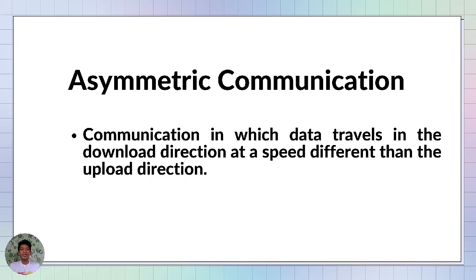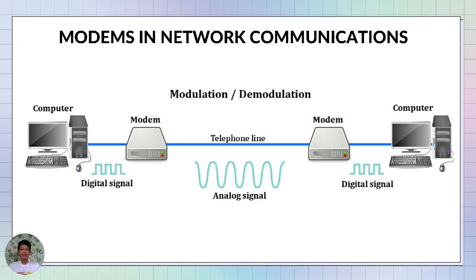Asymmetric communication is a communication in which data travels in the download direction at a speed different from the upload direction. So here is an example of modems and network communications. There's a computer connected to the modem, where the digital signal will arrive. Then there's modulation and demodulation, in which the analog signal is transmitted over the telephone line to the modem and then transmitted again to the computer.